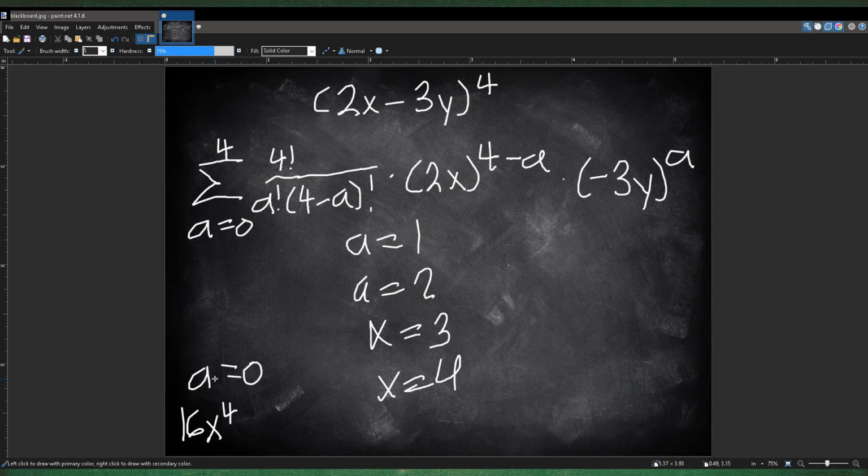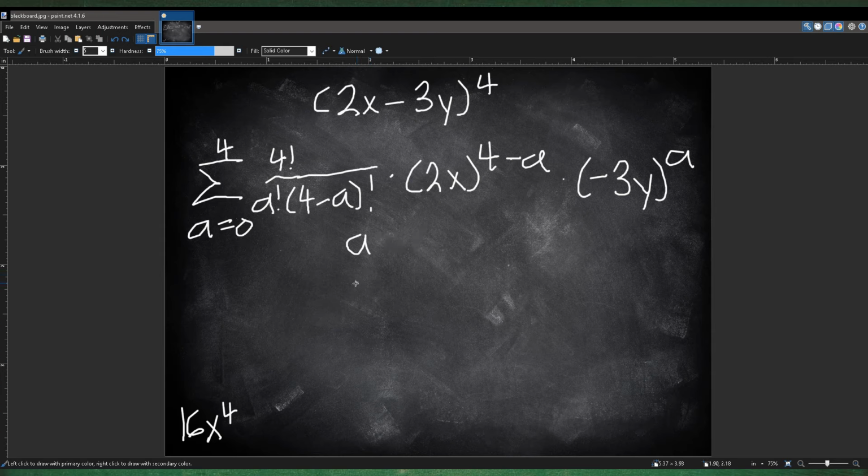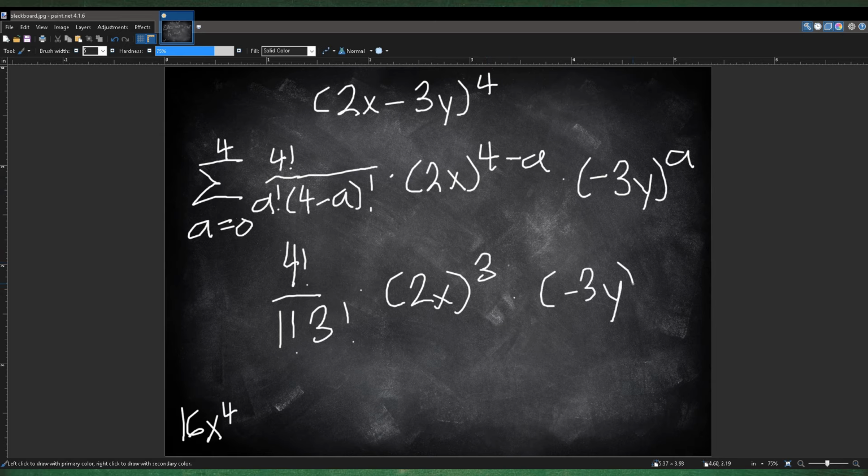Because this will be the summation. So when a is equal to 0, plus when a is equal to 1, plus when a is equal to 2, plus a is equal to 3, plus a is equal to 4. So that's basically what we're going to be doing the entire time. So now we have to find when a is equal to 1. So we have 4 factorial all over 1 factorial over 4 minus a, which is 3 factorial, times 2x to the power of 4 minus 1, which is 3, and negative 3 to the power of 1.